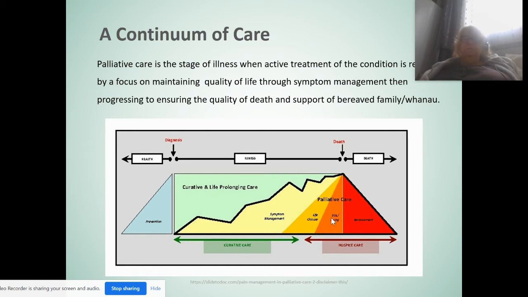And then you've got the end of life or the dying phase, the active dying phase, okay? And you are still really concentrating on symptom management in the dying phase, and there is no curative or life prolonging care in the dying phase. And then after the person has passed, you've then got the bereavement phase for the family, and all those involved in the person's life. And hospice is still involved in the bereavement phase. They don't suddenly disappear when the person has passed away.